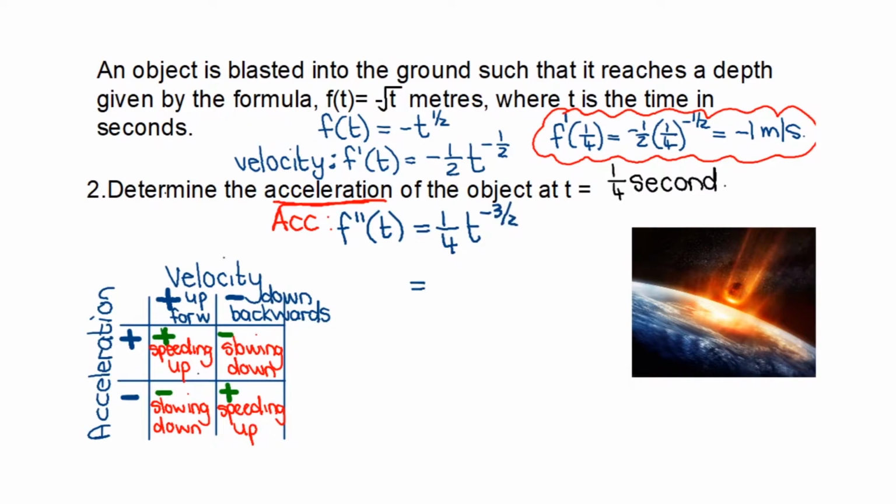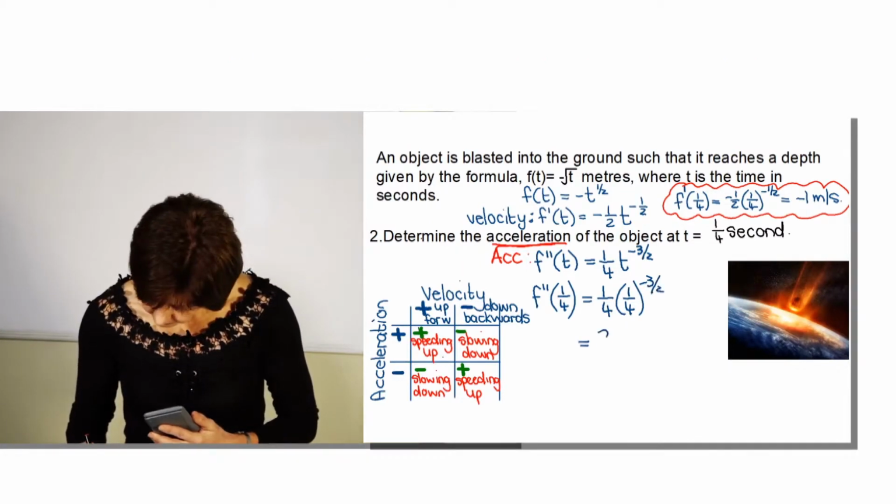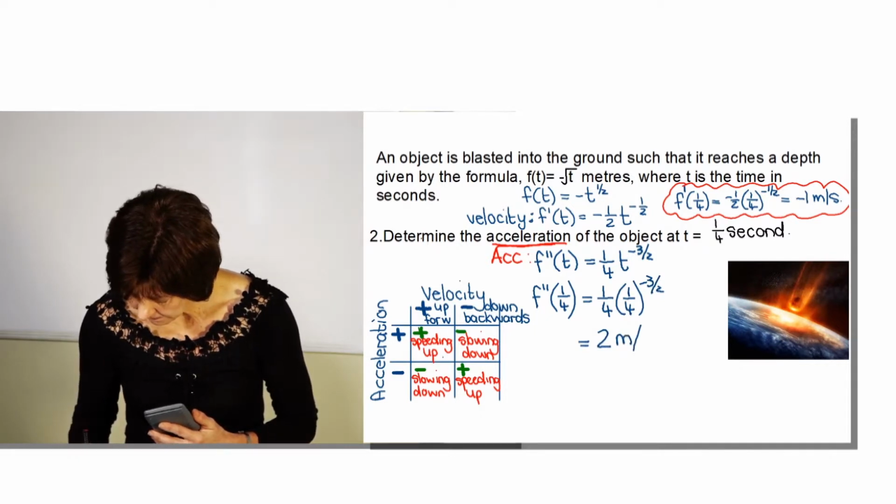But they want to know what is the acceleration after a quarter of a second. So I have to replace the t with a quarter. And if I replace it with a quarter to the power negative 3/2, you'll have to take your calculator and actually calculate that value. And if you calculate it, you are going to get 2 meters per square second.